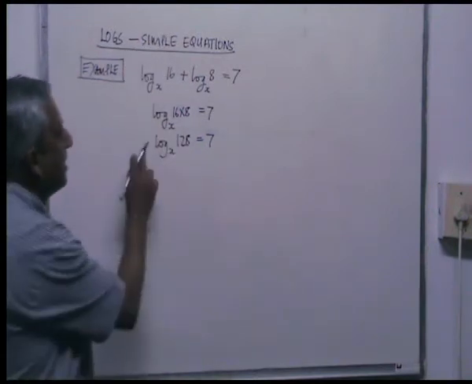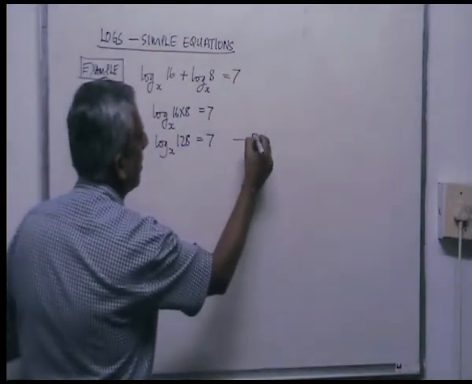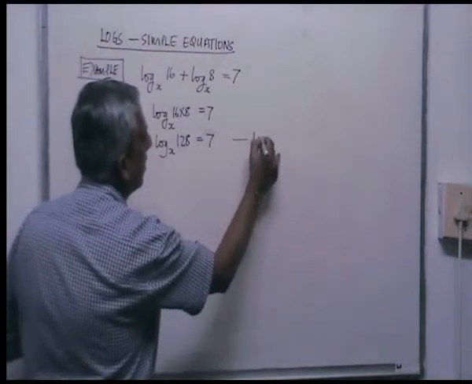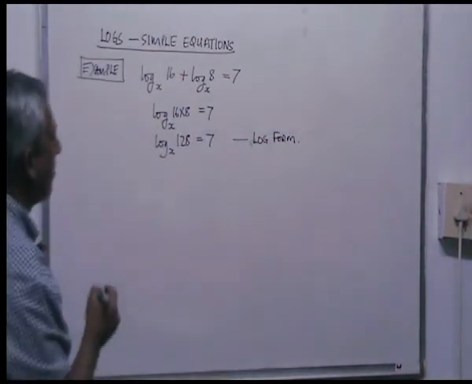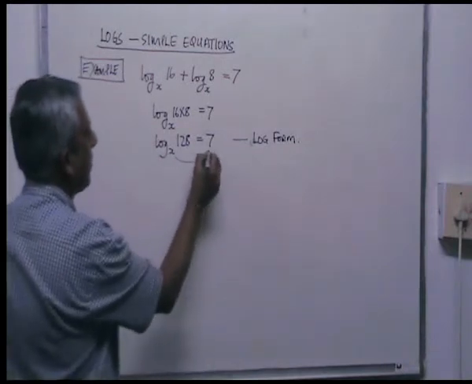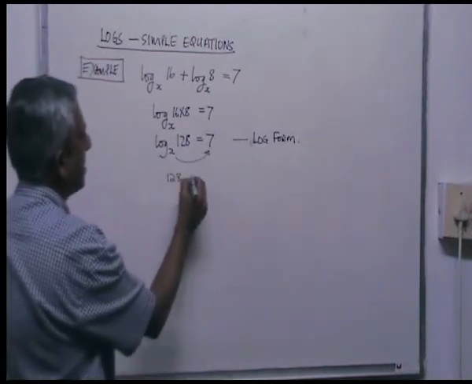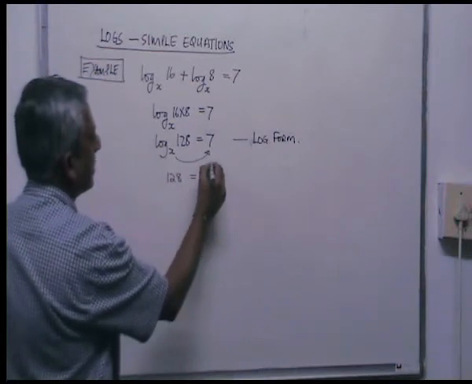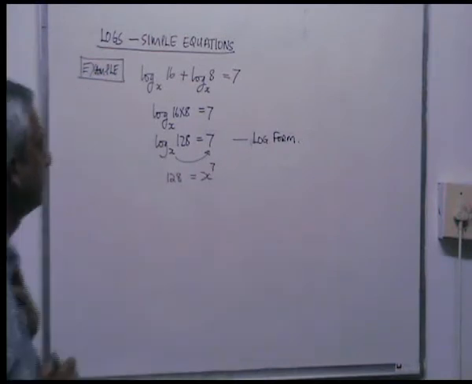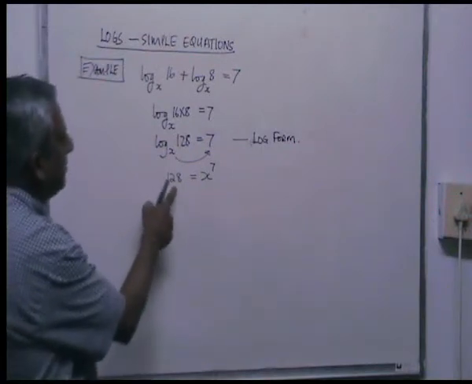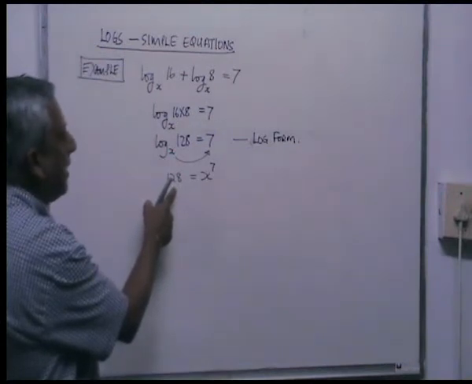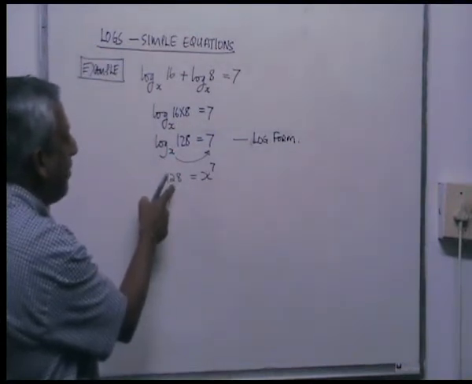Now when you come to here, this is log form. What you do now, you can change it to index form. So to change it to index form, you'll say, well, 128 is equal to x to the 7. Now you remember from powers. Now 128 is a power of 2.